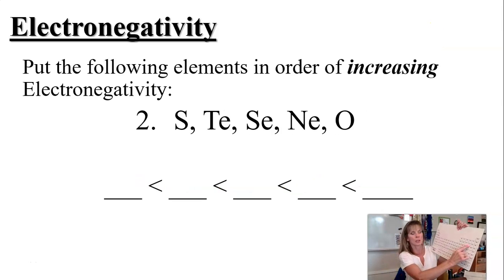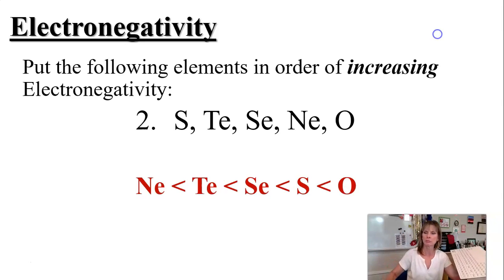Okay, how about the next one? There's sulfur, tellurium right there, selenium, neon, and oxygen. That's tougher because they're kind of all spread out. Okay, but let's see, sulfur, oxygen. Neon definitely would have the least electronegativity because it's a noble gas, so we know that goes first. And whatever's furthest away from fluorine would have the next lowest electronegativity value, which would be tellurium, I believe, then selenium, and sulfur, and oxygen. Yep.